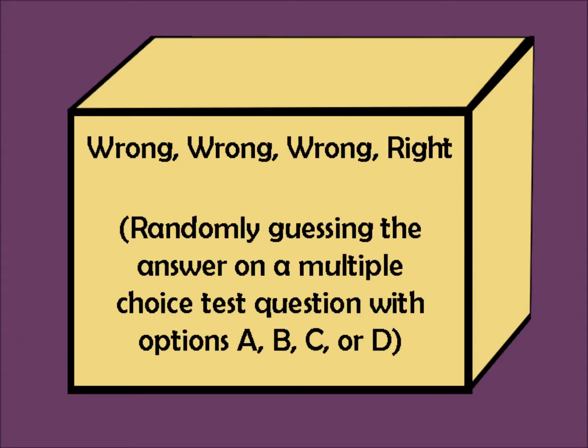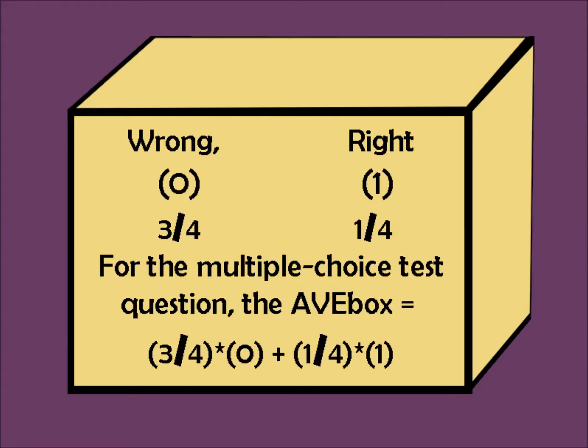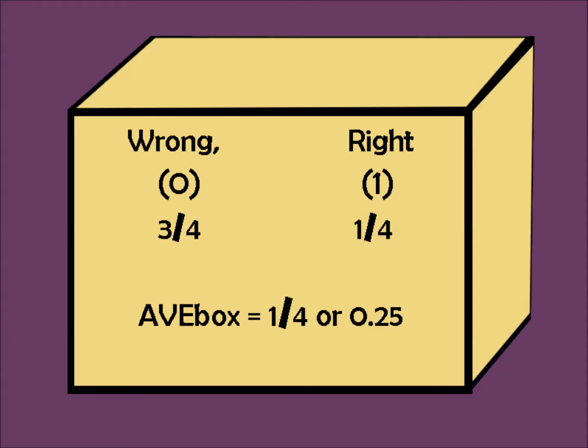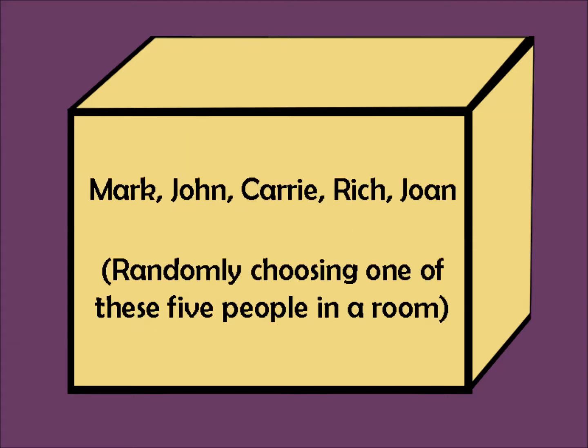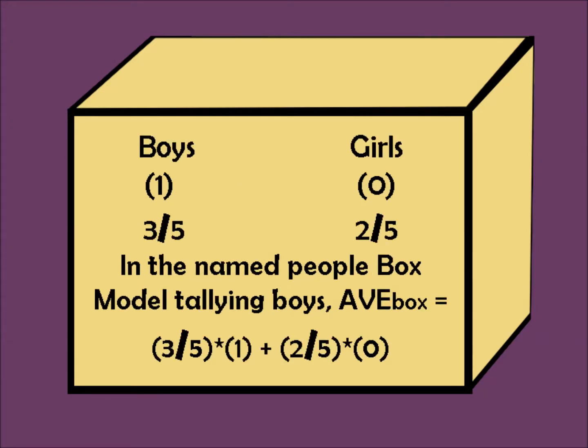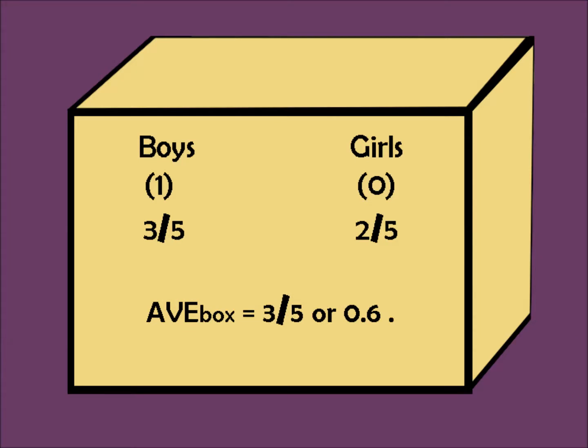Let's try this. Randomly guessing the answer on a multiple choice test question with options A, B, C, or D. For the multiple choice test question, the average of the box would be 3/4 times 0 plus 1/4 times 1. That is 1/4 or 0.25. If we were randomly choosing one of the 5 people in the room and we decided to tally up the number of boys, we would have 3/5 times 1 and 2/5 times 0. And the average of that box would be 3/5 or 0.6.